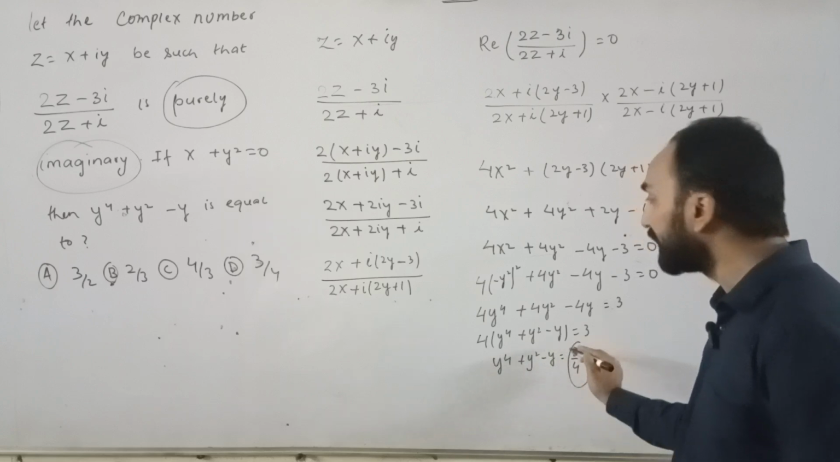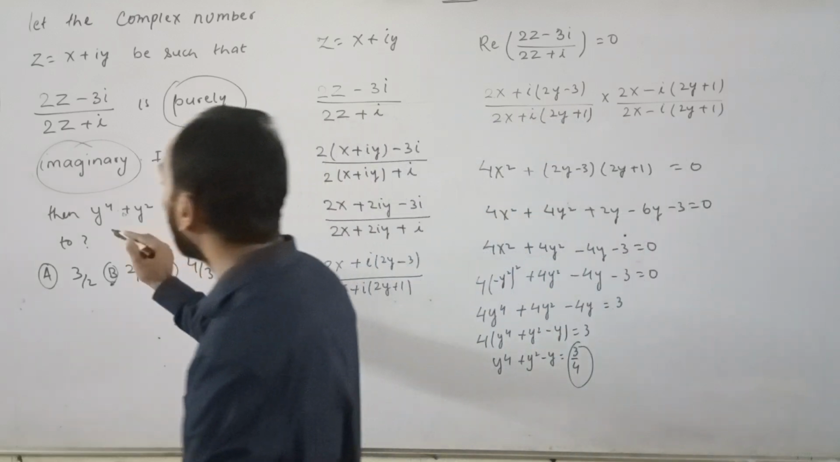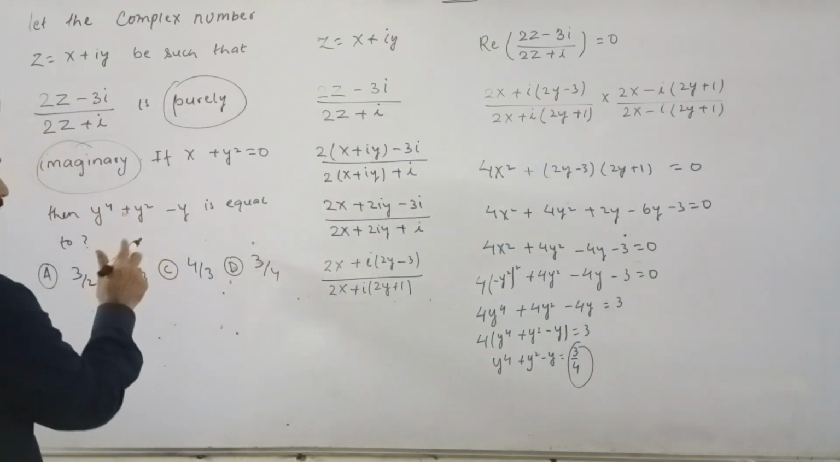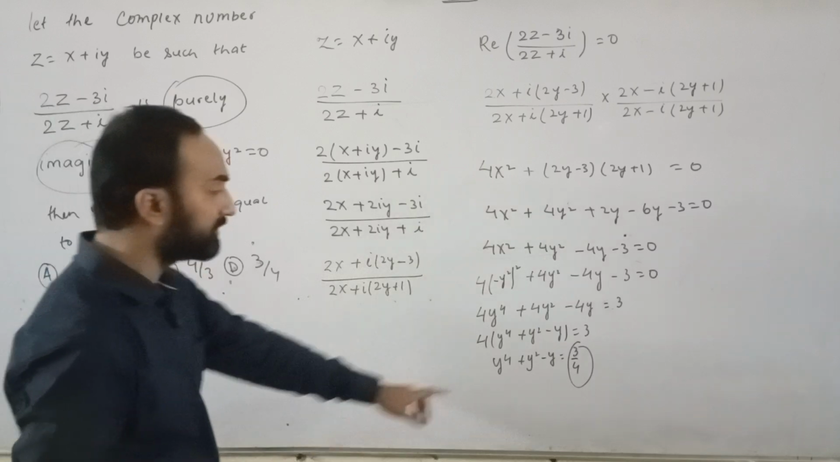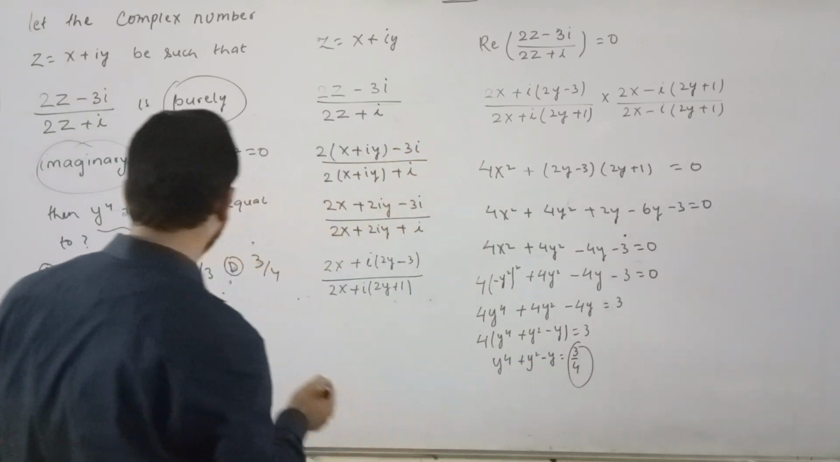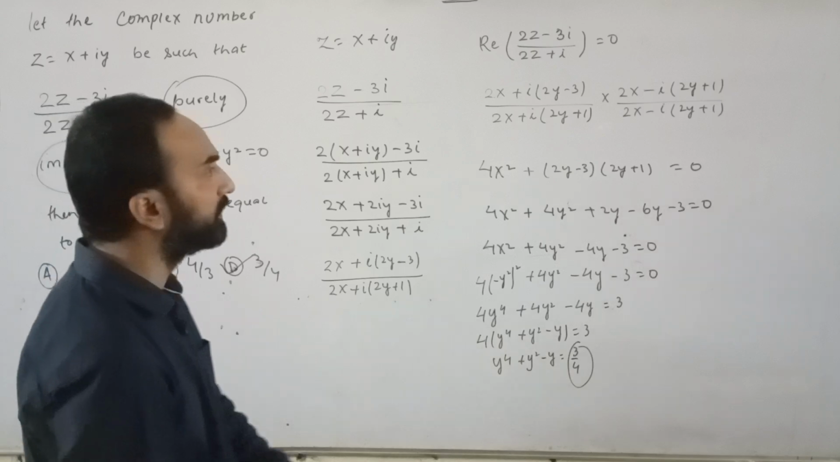3 by 4. And that is what they are asking. They are asking what? Y to the power 4 plus y square minus y, this value, right? So it is coming as what? 3 by 4. So the answer is D. The D option is correct.